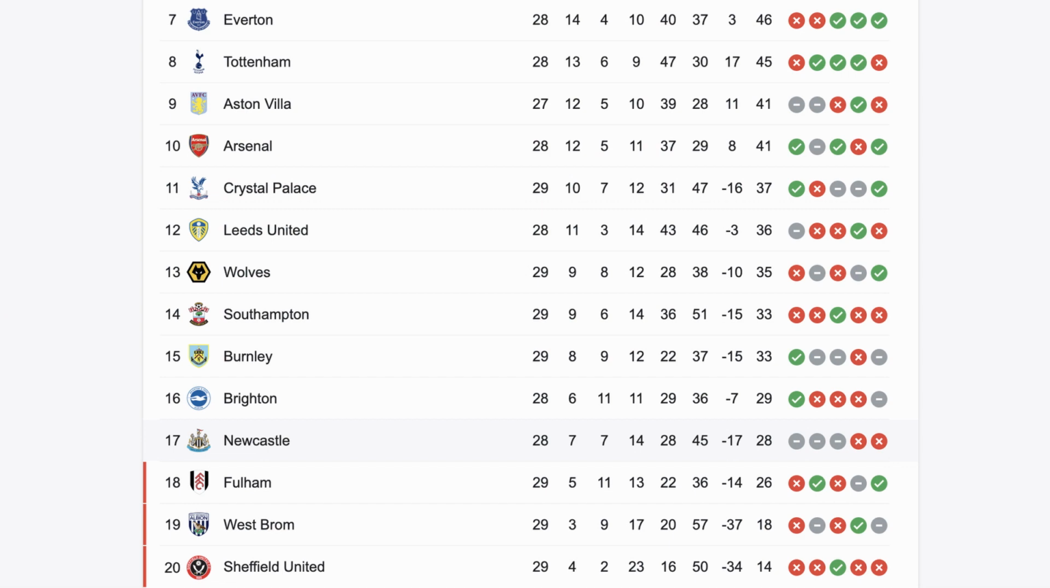In today's video we're going to take a look at Graham Potter's Brighton, who although sit quite low in the Premier League at 16th, have received a lot of plaudits this season for how they've approached the game. So in this video we're going to take a look at the tactics that Brighton use.